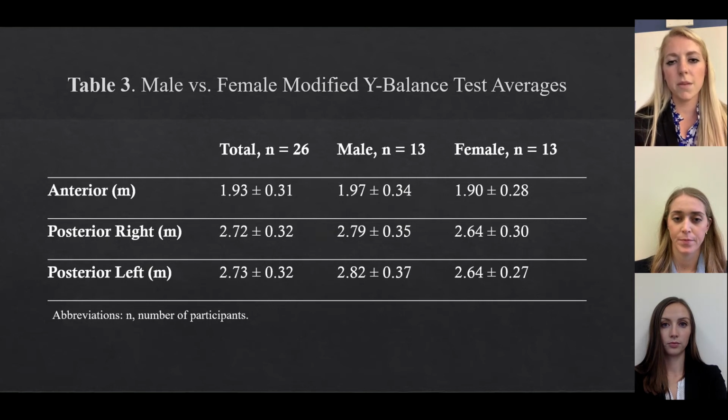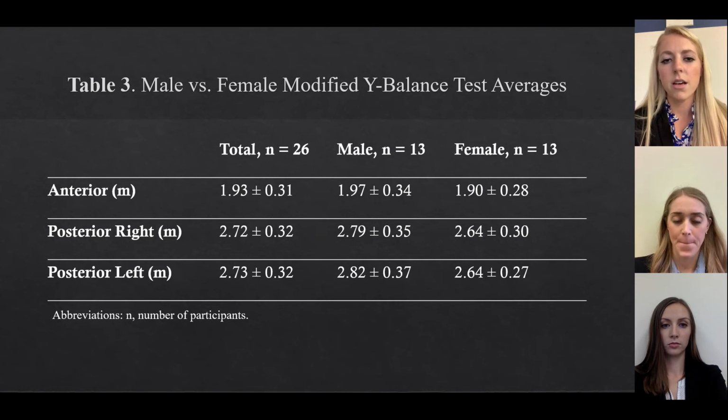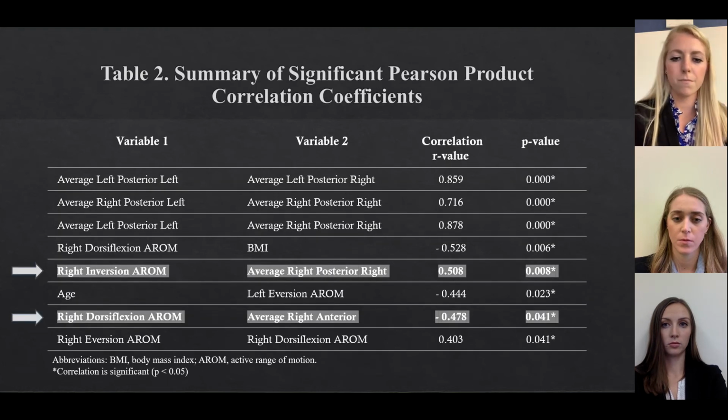Participants also completed the Y-balance test with averages in the anterior reach direction of 1.93 meters, the posterior right reach direction of 2.72 meters, and the posterior left reach direction of 2.73 meters. Even though the males did achieve higher modified Y-balance test scores than their female counterparts, there was no significant difference found between the two, with a p-value of greater than 0.05.